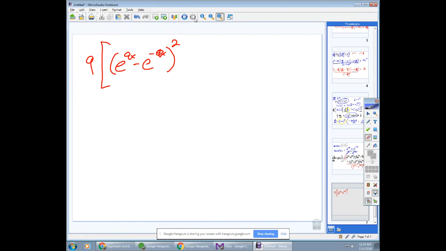So we're going to have minus e to the 9x plus e to the negative 9x. Wait, what's the exponent in the first one? It's supposed to be 9x there. I had trouble writing with my pen. All right, try that again. Yes, Stephanie?